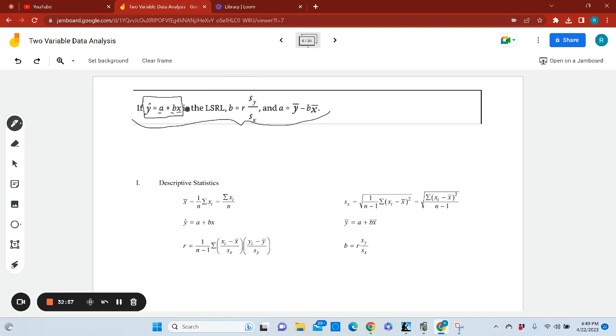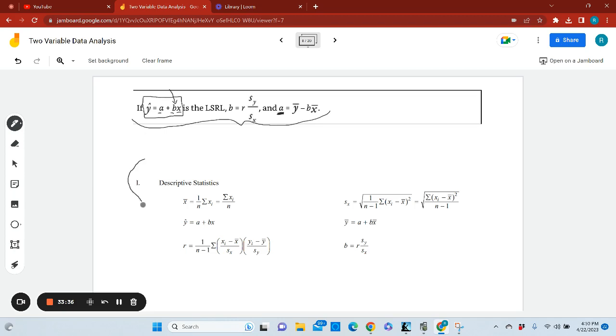When you're thinking about a line from algebra, this is the slope of the line. And they give us the formula for the slope of the line. It's equal to the correlation times the standard deviation in the y variable divided by the standard deviation of the x variable. And then they also give us the formula for the y-intercept of the least squares regression line, and that's equal to the average of all the y coordinates minus the correlation times the average of all the x coordinates. You do not need to memorize these formulas.